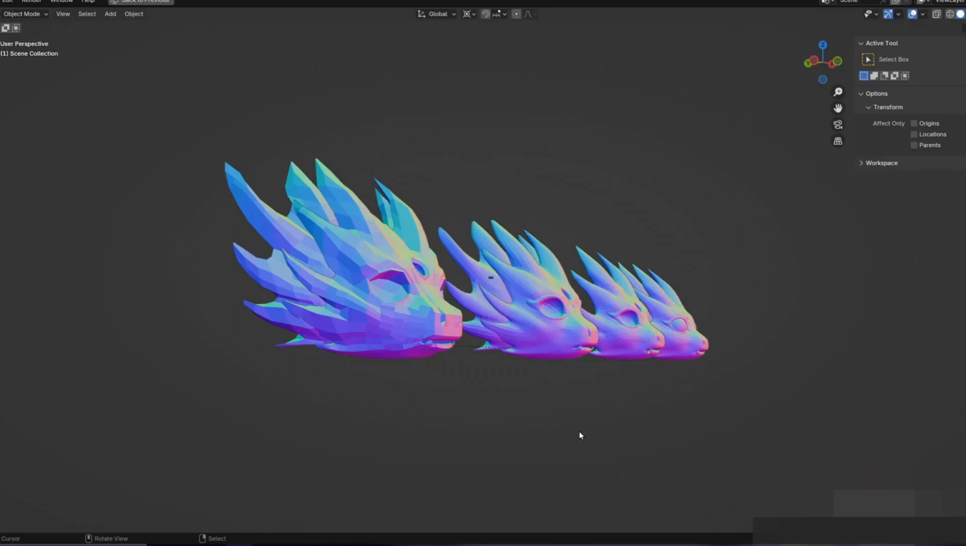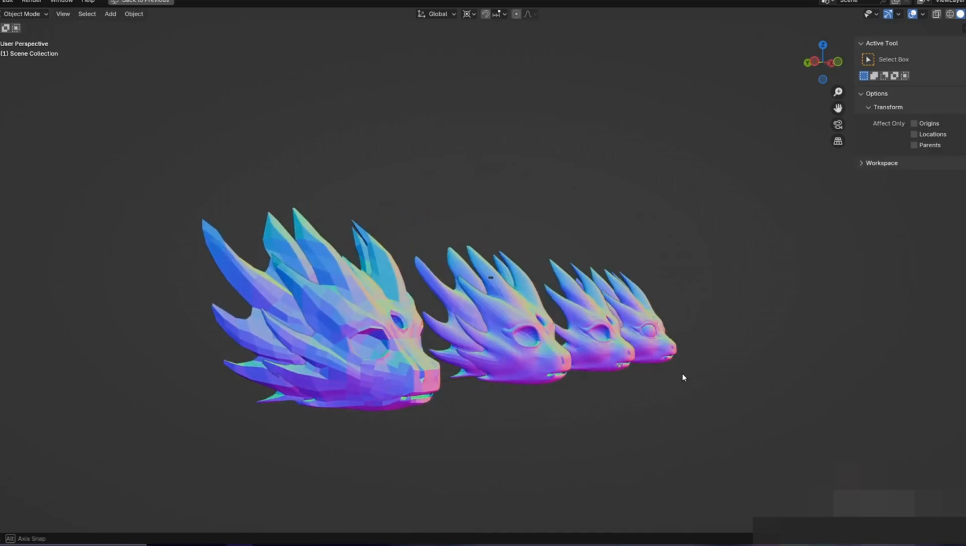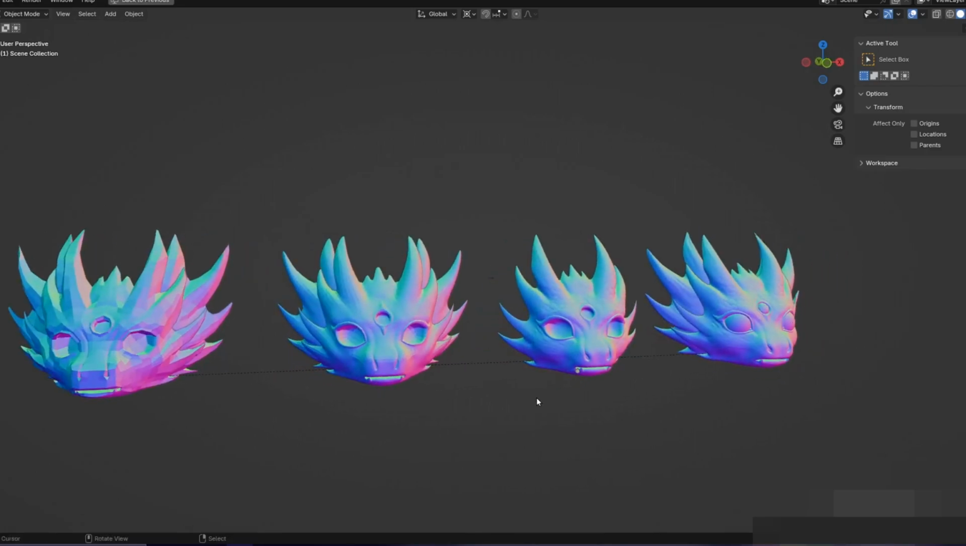Good day, students. Today I'd just like to give a little example of why box modeling is better than sculpting.